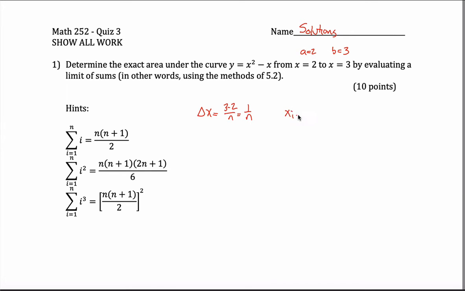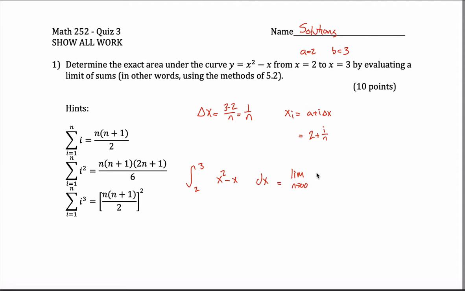And then xi is equal to a plus i delta x. And in this case, a is 2, and then delta x we just figured out was 1 over n. So I got 2 plus 1 over n times i, or i over n for xi. And so to figure out the area under the curve from 2 to 3 of x squared minus x, what I have to do is take the limit as n approaches infinity of either Rn or Ln. I always use Rn so that the limits of my sigma notation match up with these guys.